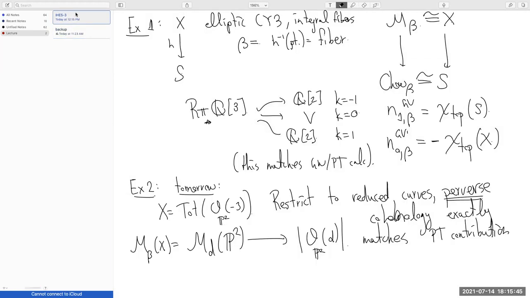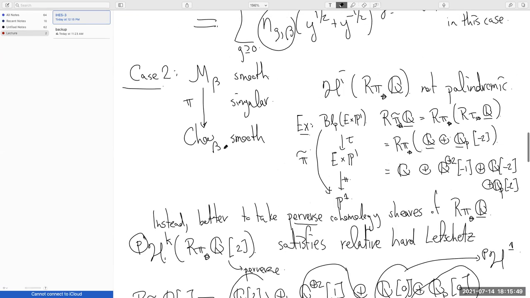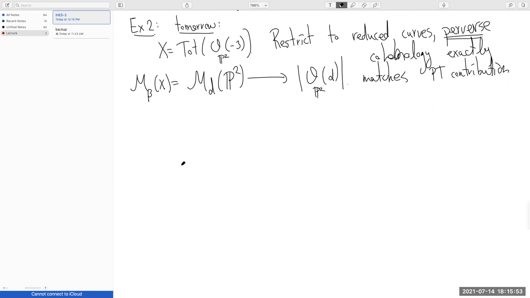All right, but still this case has a restriction on it, which is that I assume you have a lot of smoothness still. So then, case three: what if M beta is singular? Then again, everything I've said so far breaks down.